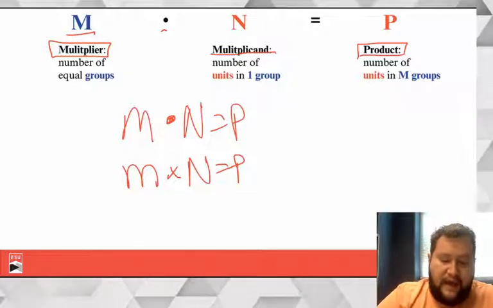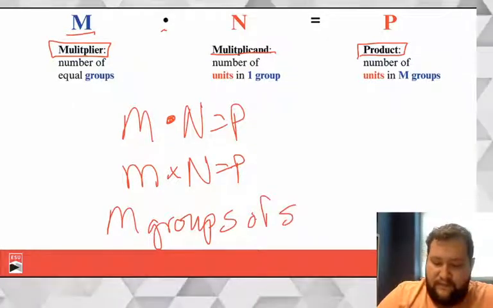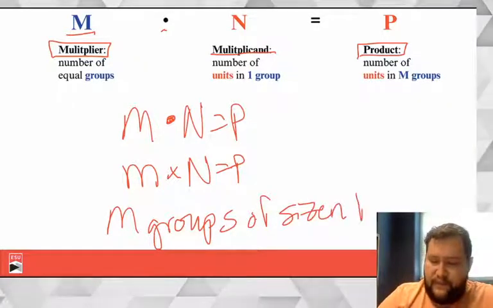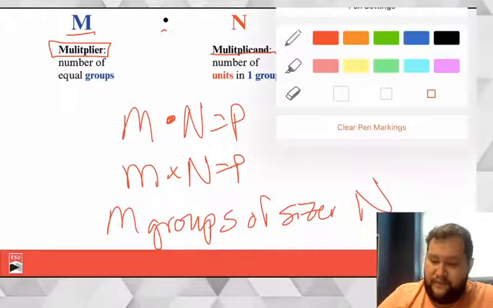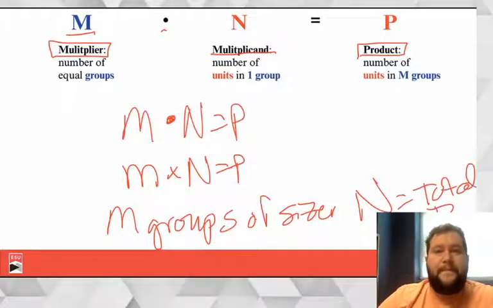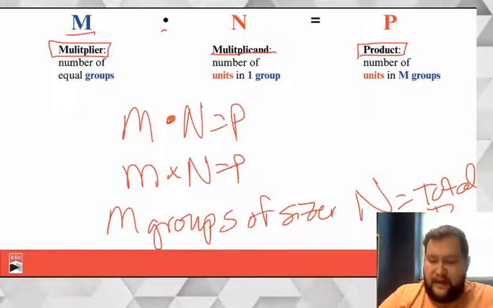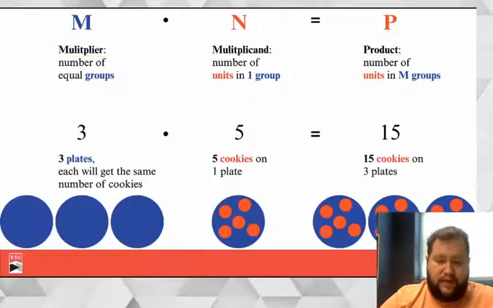Whenever we're talking about the meaning of multiplication, I want us to think about we have m groups of size n for a total of p. So we have our m groups of size n, which together gives us p as our product.